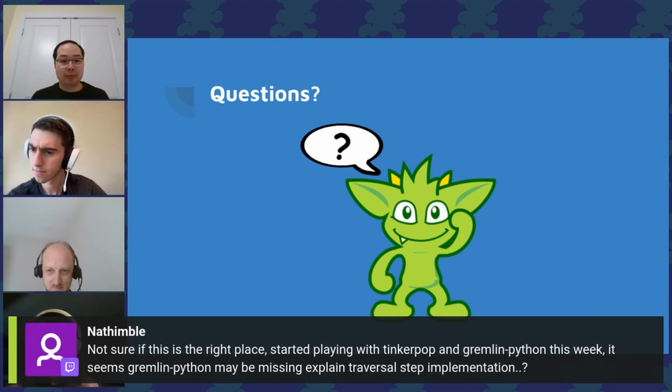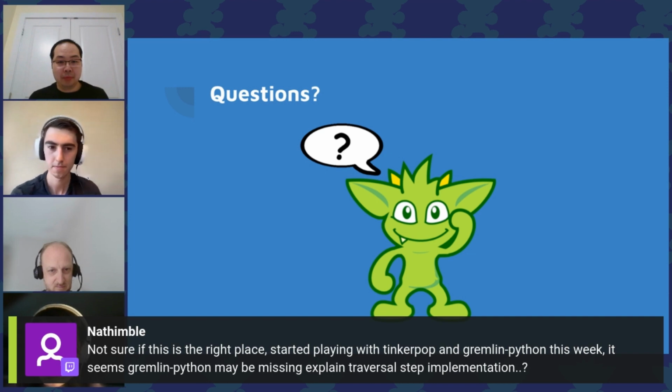Oh wait, do we have any? Oh, one more question from Nathimbo. Not sure if this is the right place. Started playing with TinkerPop and Gremlin Python this week. Seems Gremlin Python may be missing explain traversal step implementation.